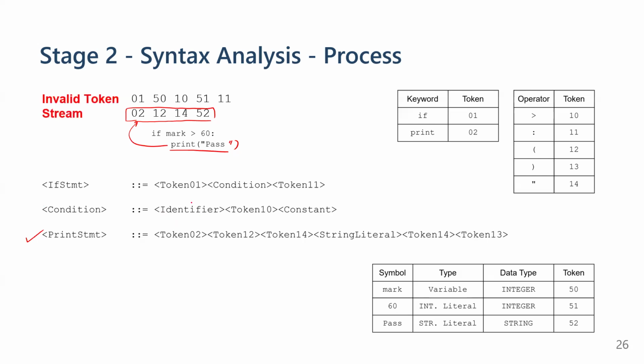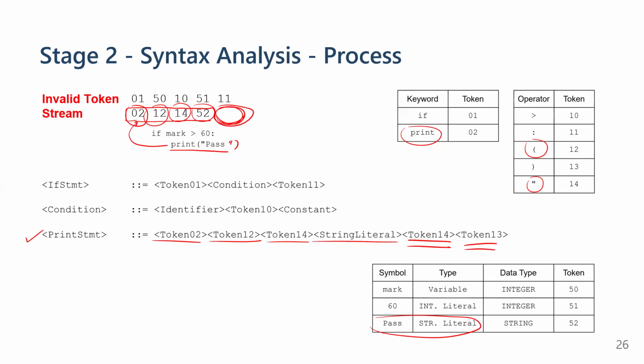The print statement BNF states that it must begin with token number 2, which is a representative of the print command. Then it must be followed by token number 12, which is the open bracket. And it must be followed by 14, which is the open quotation. And then there is 52, which is the string literal, which is correct, right? There's a string literal here, the parse string literal. But it seems like there's supposed to be a few more tokens, token 14 and token 13 to be precise, but they're actually missing in the token stream.